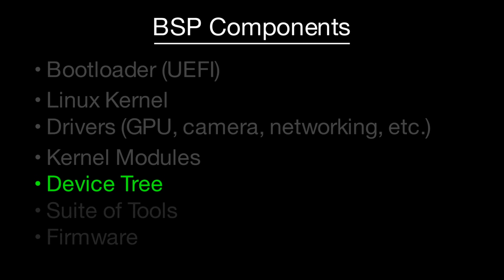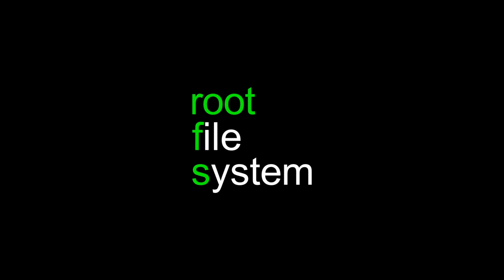The device tree provides a structured description of the hardware, telling the operating system how components are connected. The BSP includes flashing and other tools suitable for development and production environments. The BSP also contains the QSPI firmware for the Jetson that we mentioned earlier. You should also know about the root file system, or rootfs. You can think of this as the Jetson Linux operating system, and it consists of the following components.